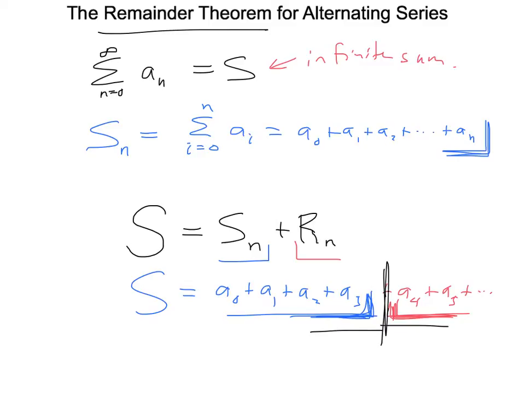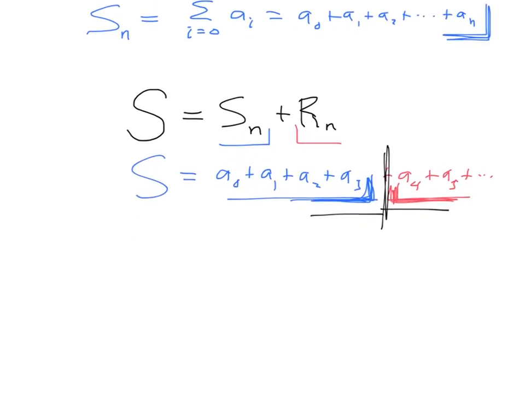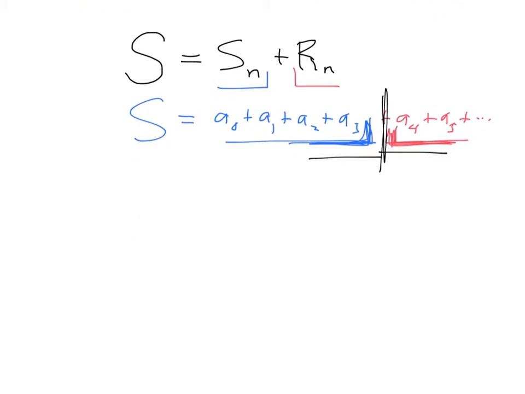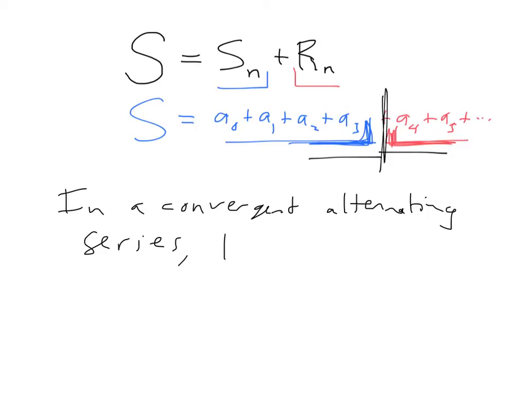And not surprisingly, there's a theorem for this. The theorem that we're going to have for this is amazing. This is just fantastic. In a convergent alternating series, R sub n, the remainder, I suppose I should say the absolute value of the remainder, is always less than the absolute value of, wait for it, the next term in line. Which is awesome, right?